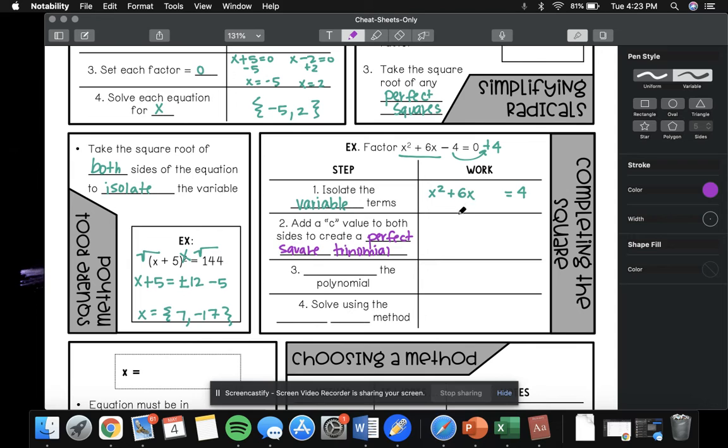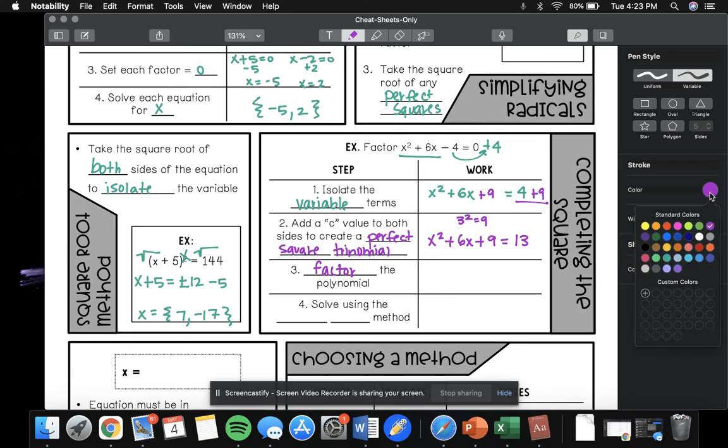Okay, so what you could do is cut 6 in half and get 3, and then square it and get 9. But we have to add 9 to both sides. Then we would factor the trinomial. So we would have x squared plus 6x plus 9 equaling 13. And then we would just factor this.